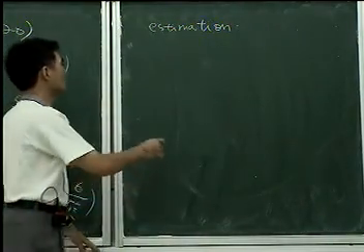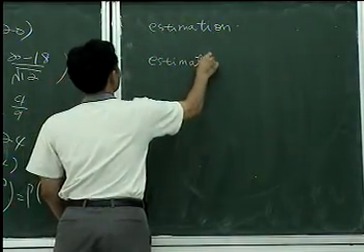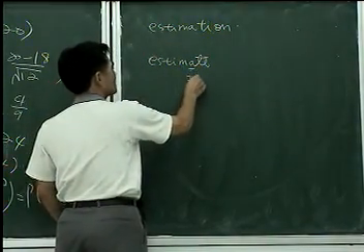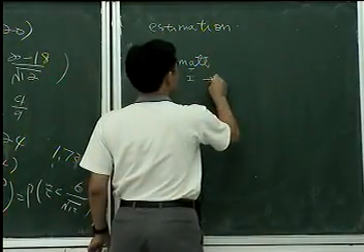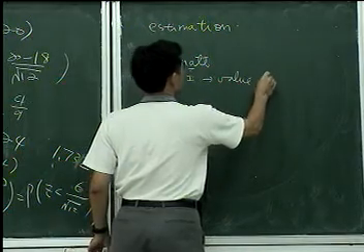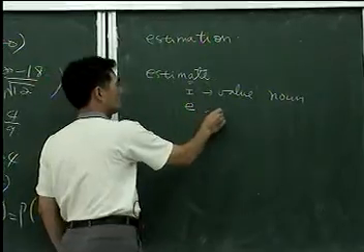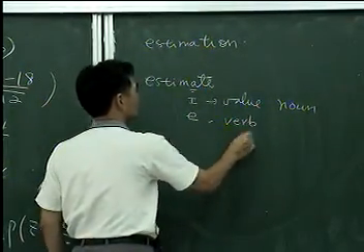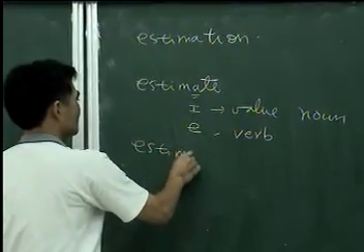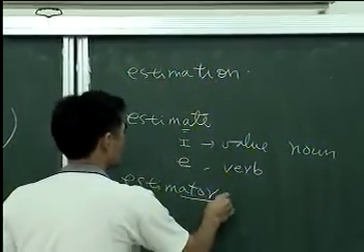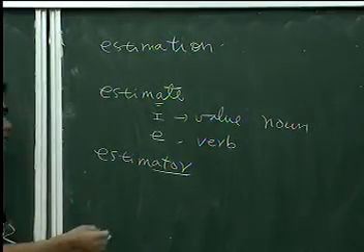In this case, we talk about several things. One is estimate. Pronounced one way, estimate is a value, a noun. If we say estimate pronounced the other way, that's a verb. And then we have one estimator. That's something we use to estimate the others. So that's an estimator.